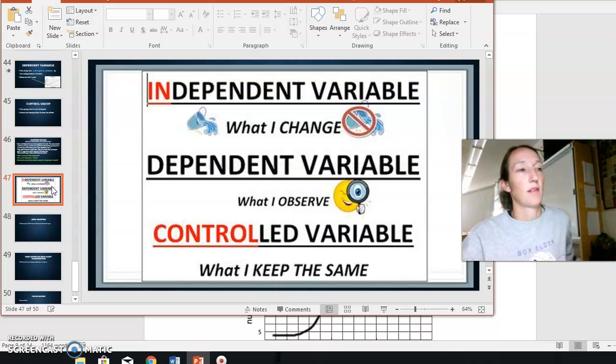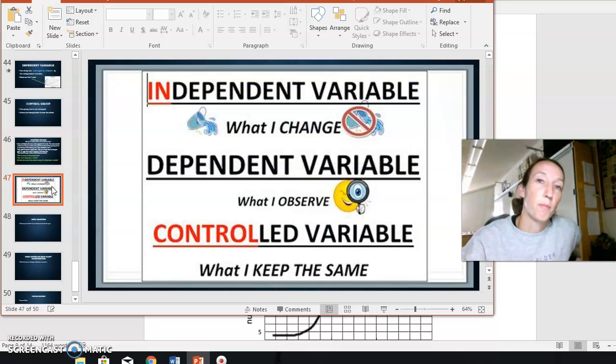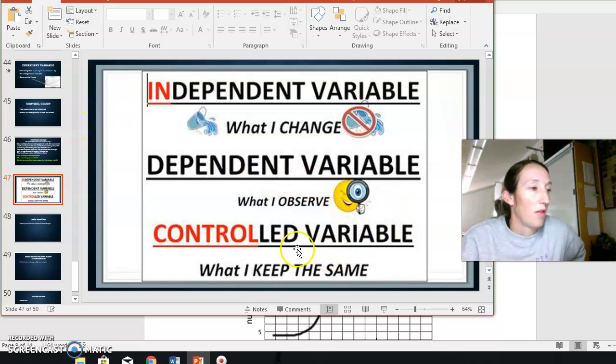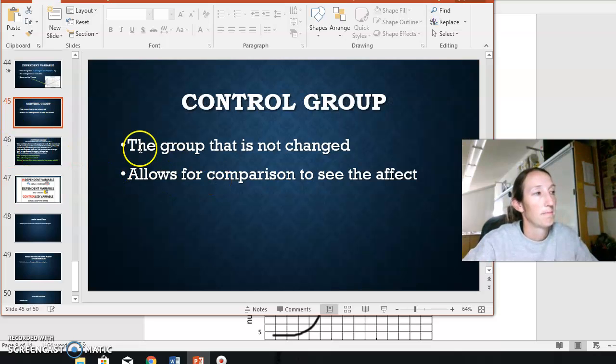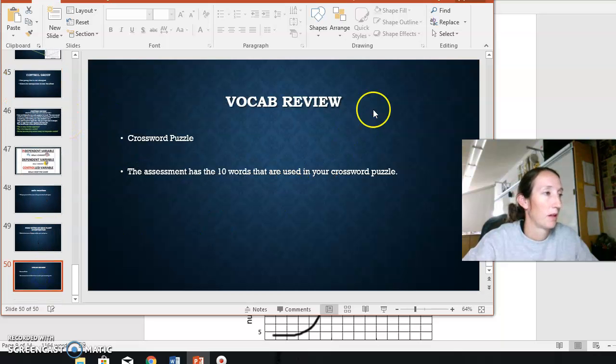And then I like this slide, just reminds you that independent variable is what you purposely change. And your dependent variable is what you observe, it's what you measure. And then your controlled variable is what you're going to keep the same, and you use that for comparison. And that's up here.